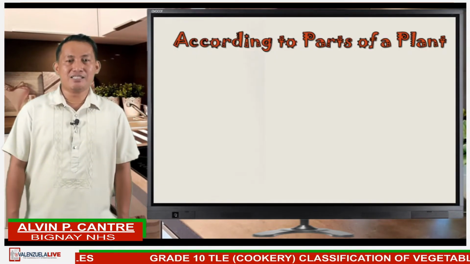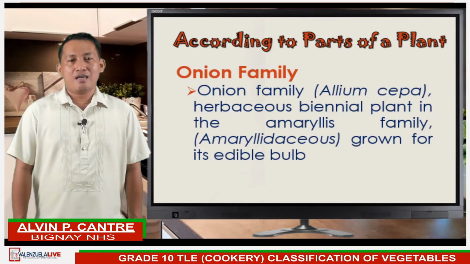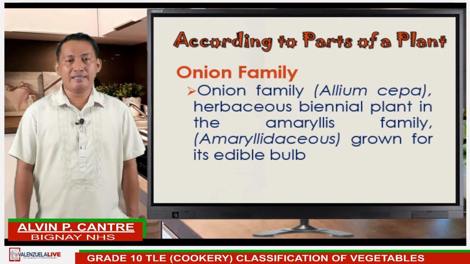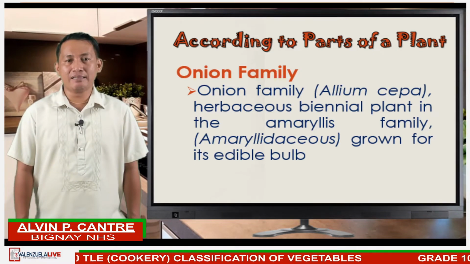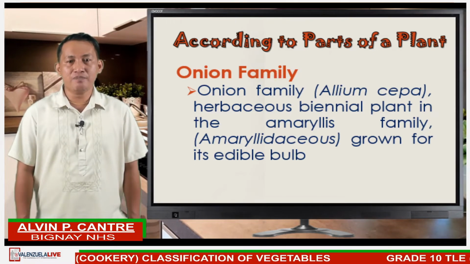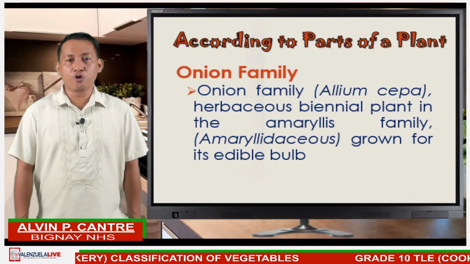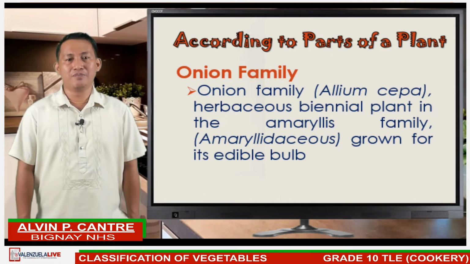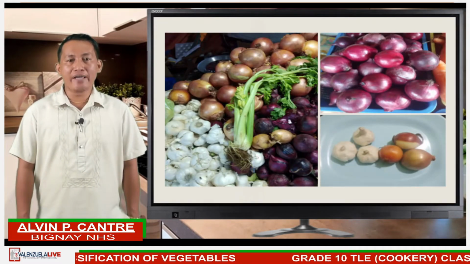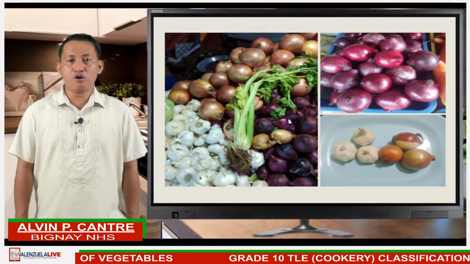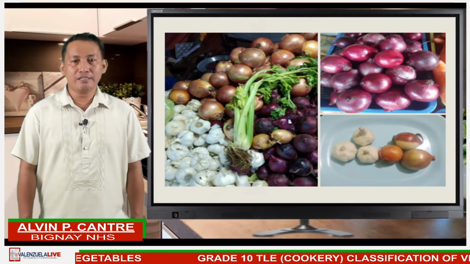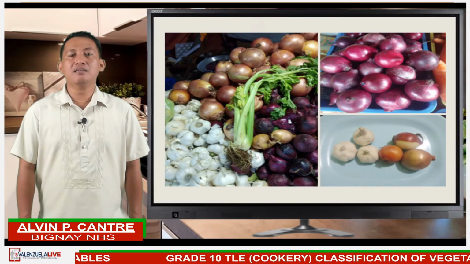Sixth in the list is the onion family, Allium cepa, a herbaceous biennial plant in the amaryllis family, Amaryllidaceae, grown for its edible bulb. Examples are white onion, leeks, shallots, green onion, red onion, yellow onion, and garlic.